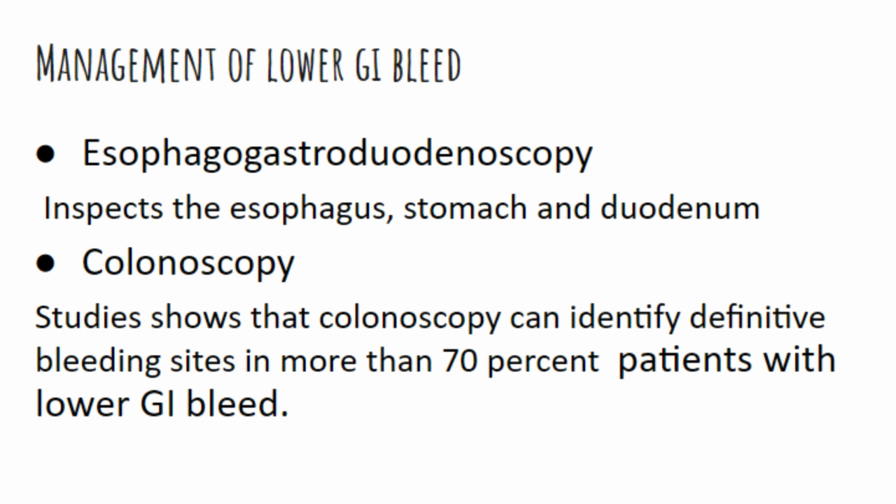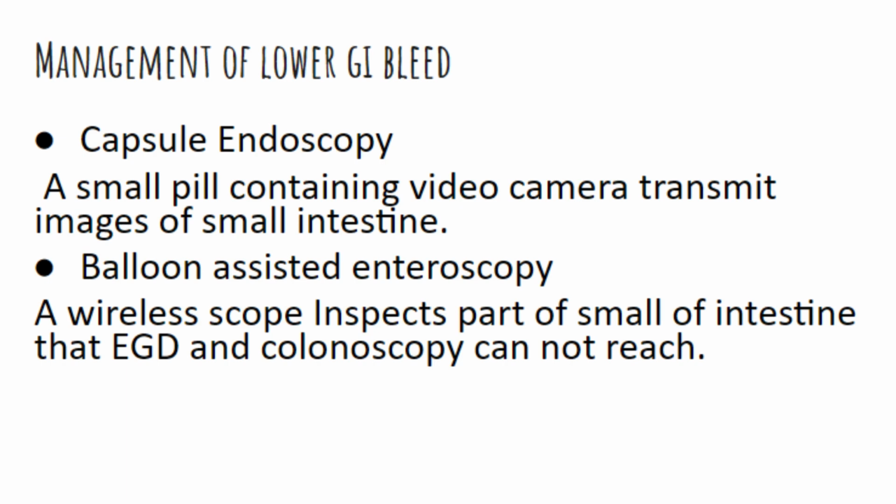Esophagogastroduodenoscopy inspects the esophagus, stomach and duodenum. Colonoscopy. Studies show that colonoscopy can identify definitive bleeding sites in more than 70% of patients with lower GI bleed. Capsule endoscopy. A small pill containing a video camera transmits images of the small intestine.